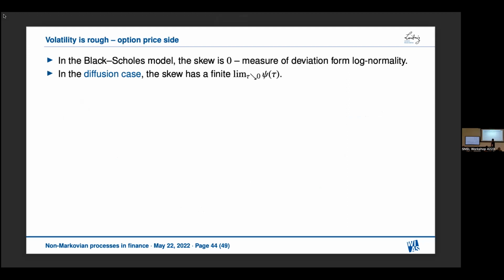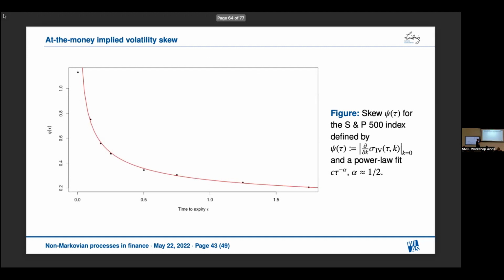Okay, and the problem here is that's not something you can get in a diffusion stochastic volatility model. And by the way, of course, in the Black-Scholes case, this Q would be constantly zero. And in some sense, some people interpret this Q as a measure of deviation from the log normal distribution.